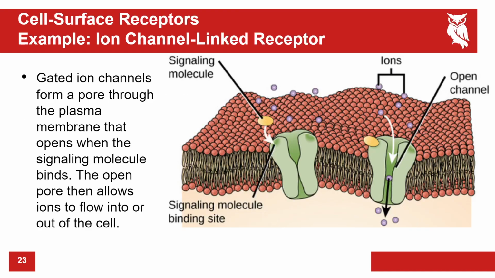All right. Cell surface receptors, example, ion channel linked receptor. So you've got gated ion channels forming a pore.